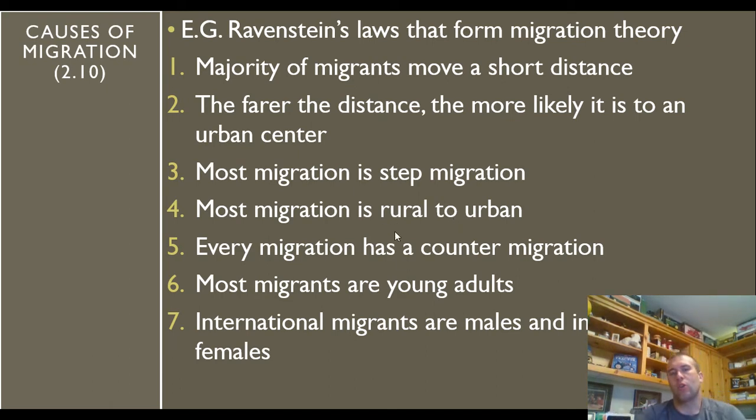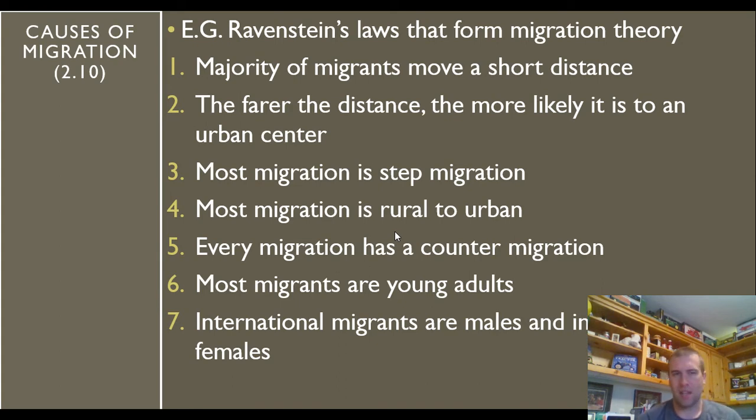Every migration has a counter migration. Now, this can get to be tricky because every migration has a counter migration. That could mean that as people left Syria, people then moved into those cities to take their place. It could mean that people left those places in Europe where people had been, or both. Most migrants are young adults. Most migrants, you want to move before you have kids because kids are really, really hard to move.